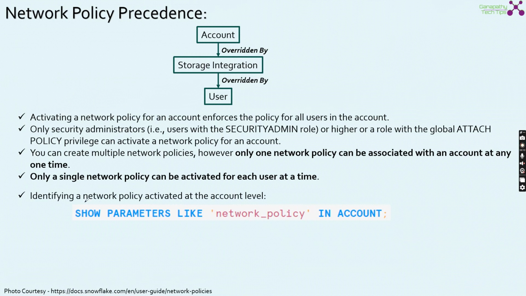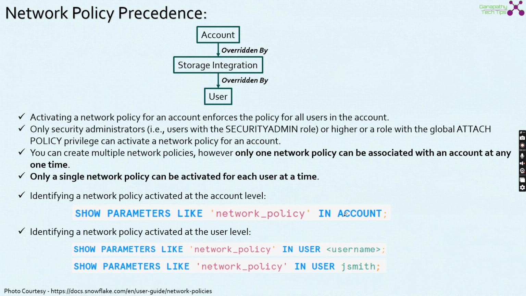Now, how can I identify a network policy which is associated at the account level? You can use the show parameters command. Show parameters like network policy in account will give you all the network policies which are activated at the account level. Similarly, you can find it at the user level as well using the show parameters command: show parameters like network policy in user JSmith. So for the user JSmith, all the network policies which are associated will be automatically given out as part of this command. Just remember show parameters, that is very important to identify the network policy which is associated to an account or a user.